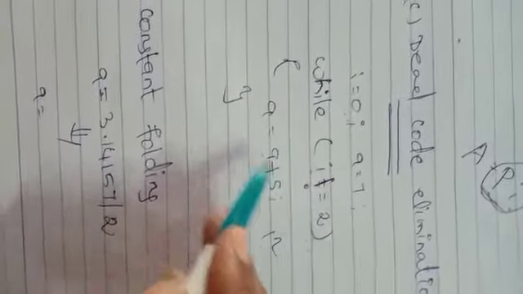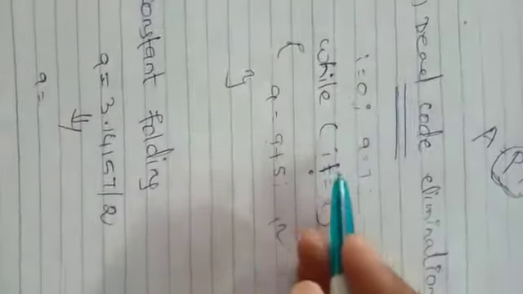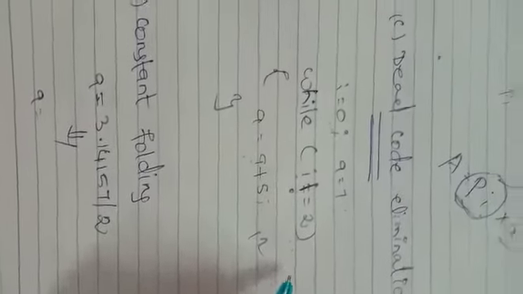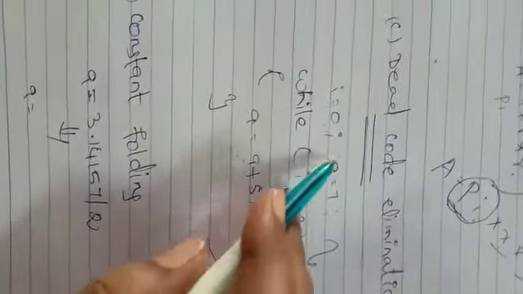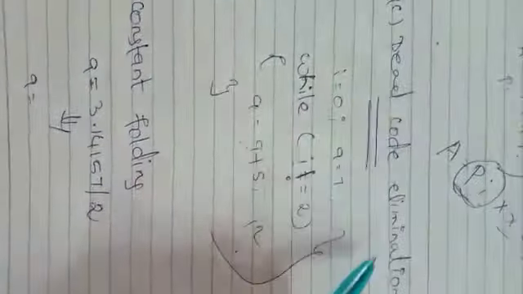So what will happen? The code is repeatedly executed. It goes into an infinite loop. So this code is not needed. This kind of code elimination is called dead code elimination.